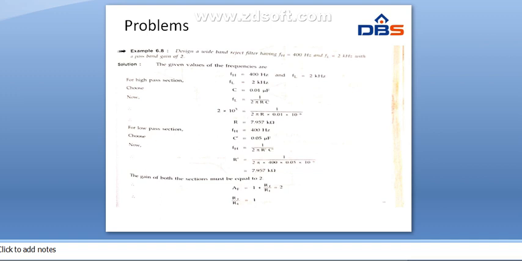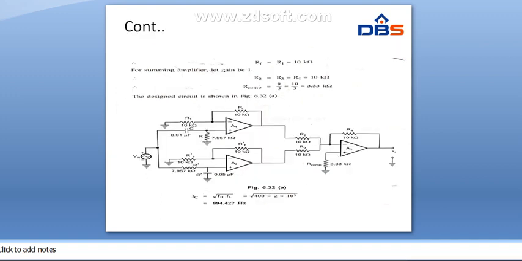Here the gain of both sections must be equal to 2. So here AF equal to 1 plus RF by R1 equal to 2. So in the wide band reject filter, the gain of two sections must be equal. If RF equal to R1 is 10 kilo ohms and R2, R3, R4 equal to 10 kilo ohms and our compensating resistor is R by 3, then it becomes 3.3 kilo ohms.